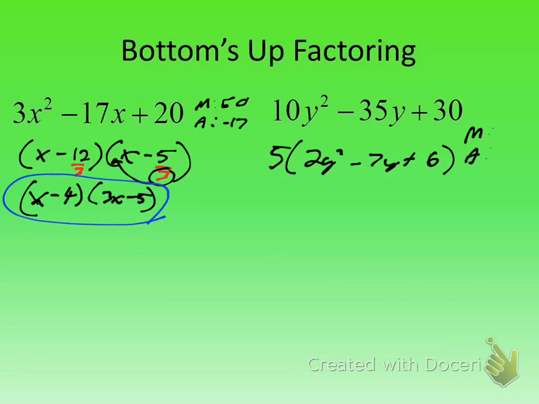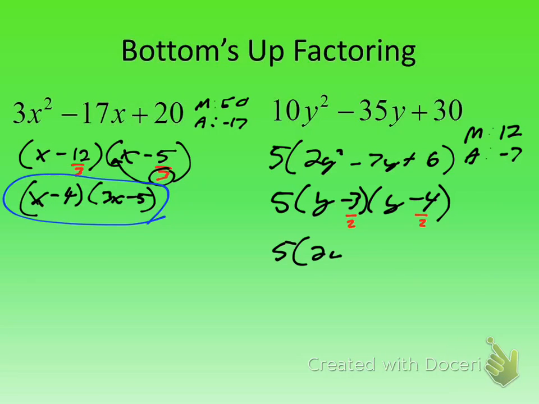Okay, multiply number, add number. Multiply is 12, add is negative 7. So what two numbers multiply to 12 and add to negative 7? Negative 3, negative 4. And this is the part you got to be careful with. The A that you use from that factoring is what? 2. Not 10, 2. Okay. So 5, move it up, 2y minus 3, y minus 2.